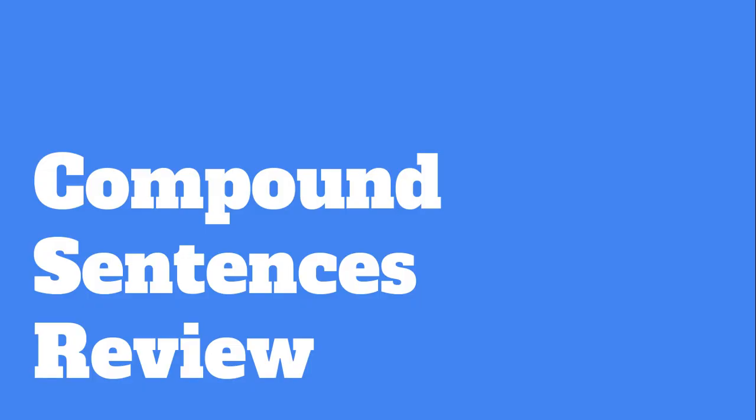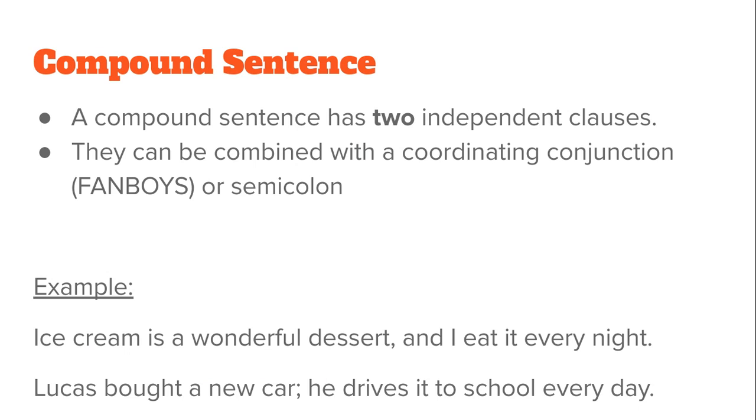Okay, so to review compound sentences, basically, you take 2 simple sentences and you mash them together. A compound sentence has 2 independent clauses. They can be combined, especially with a coordinating conjunction or a semicolon. Now let's go back to coordinating conjunctions. FANBOYS stands for for, and, nor, but, or, yet, or so.